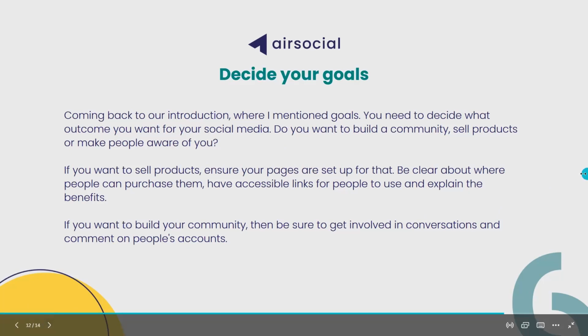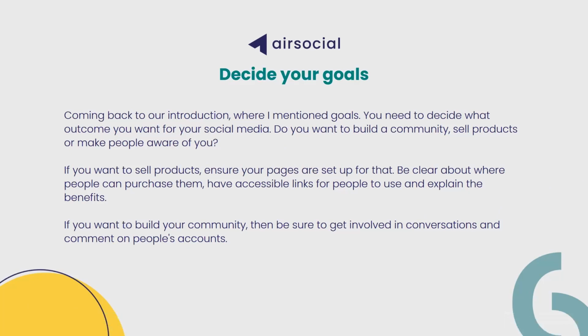So another point is decide your goals. Coming back to our introduction where I mentioned goals, you need to decide what outcome you want for your social media. Do you want to build a community, sell products, or make people aware of you? If you want to sell products, ensure your pages are set up for that. Be clear about where people can purchase them, have accessible links for people to use, and explain the benefits. If you want to build your community, then be sure to get involved in conversations and comment on people's accounts.